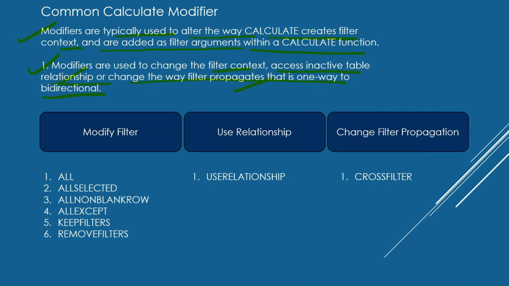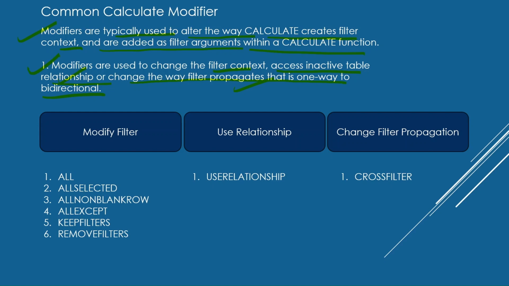How will a modifier change the relationship? Suppose there are two tables in the data model, and between those tables we have created two relationships: one is an active relationship and another is an inactive relationship. Whenever we create any kind of DAX, the filter will use the active relationship to filter the data among both the tables.